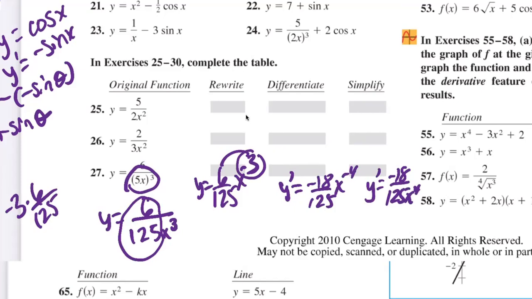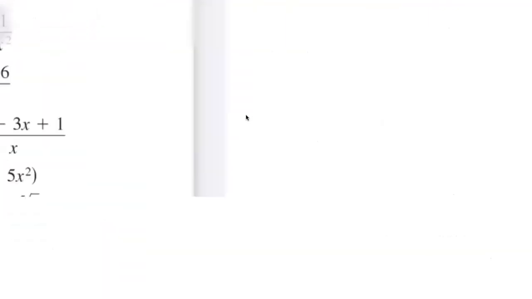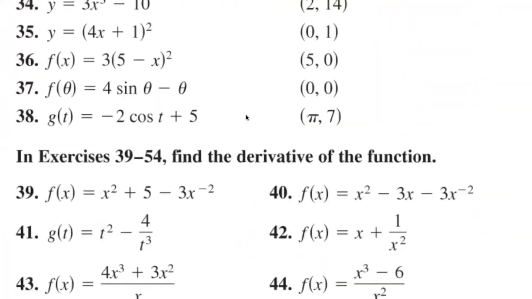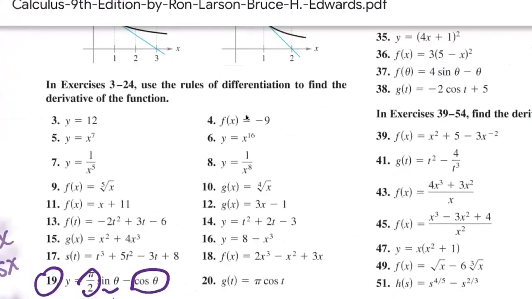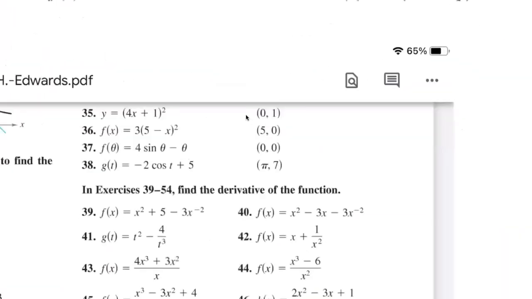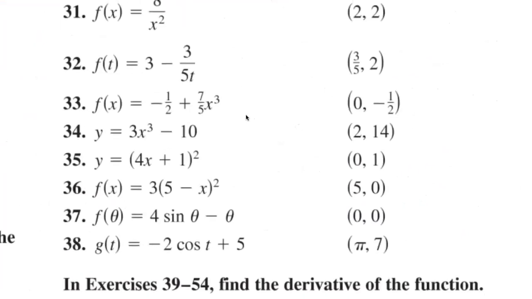It says 27. So if you have something like this one, you would make this 2/3 x to the -2 to rewrite it. This one would be 5/2 x to the -2. All right. Where's 29?